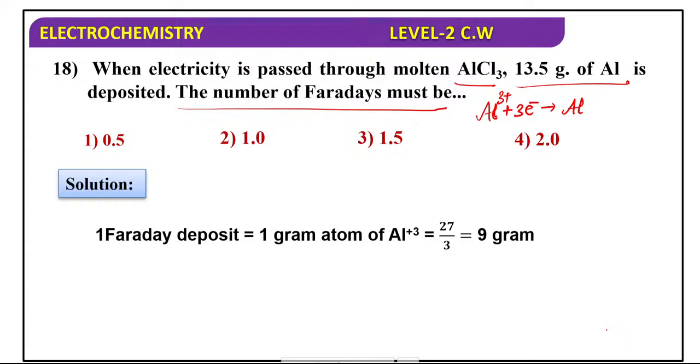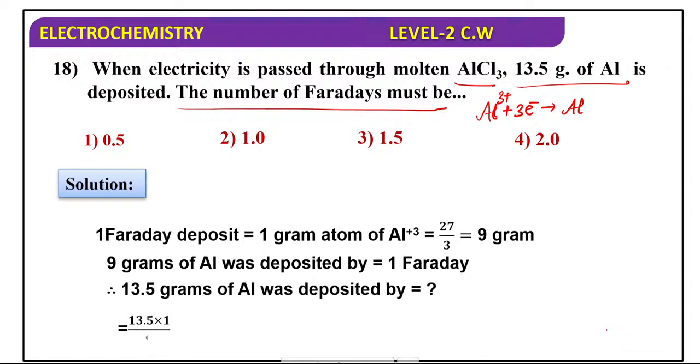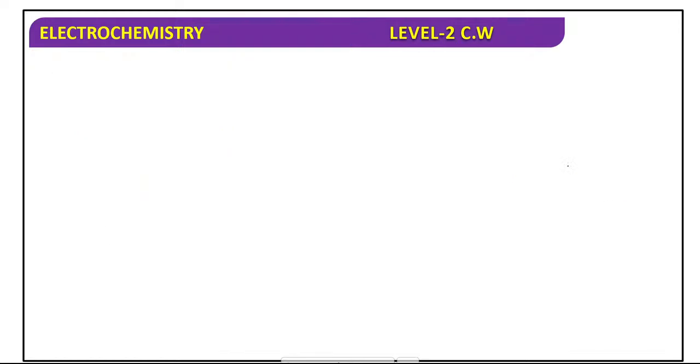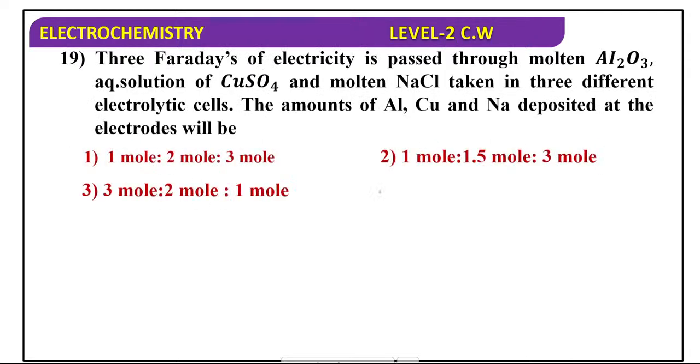1 Faraday deposits 1 gram atom of aluminium 3 plus. That is 9 gram. So 9 gram of atom that was deposited by 1 Faraday. So 13.5 grams of aluminium deposited by 1.5 Faraday. Or you can go like this, that 3 Faraday will deposit 27 gram. So 1.5 Faraday will deposit 13.5 gram. It is up to you. Yes, beta.